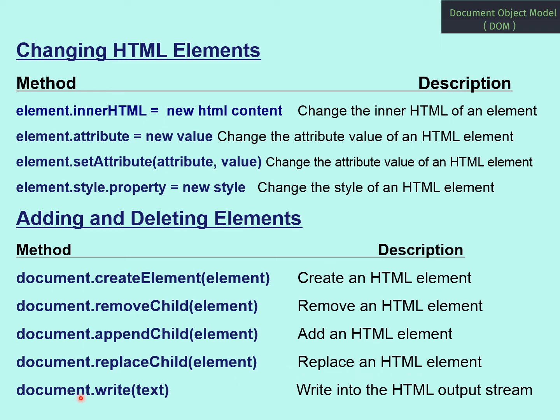The next is document.write(text). This function is used for writing into the HTML output stream. So these are some of the most common methods which are responsible for adding and deleting elements in the DOM model, or how using JavaScript we can add and delete elements: document.createElement, document.removeChild, document.appendChild, document.replaceChild, document.write.